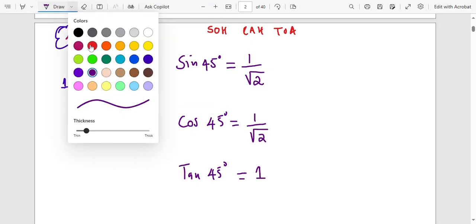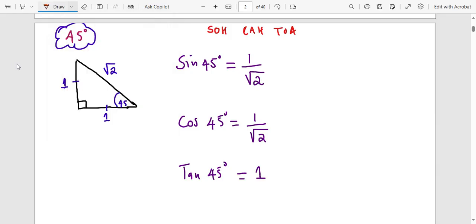Now, sine, cos, and tan have their opposites, or their reciprocals. The reciprocal for sine we call cosec. The way you remember them is that the opposite for sine looks like cos, so that is cosec. The opposite for cos looks like sine, so that is sec.